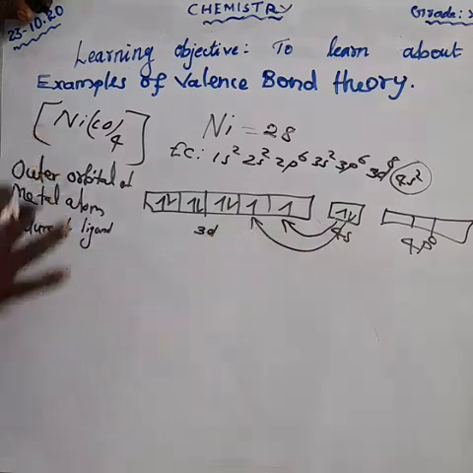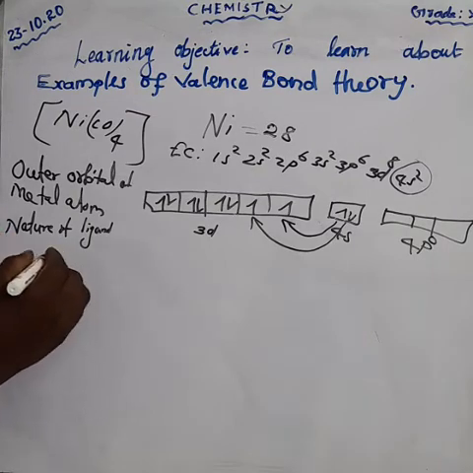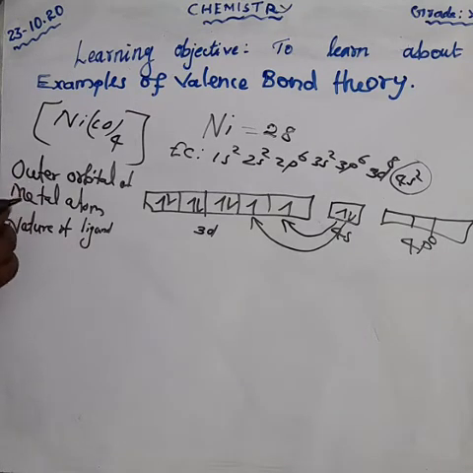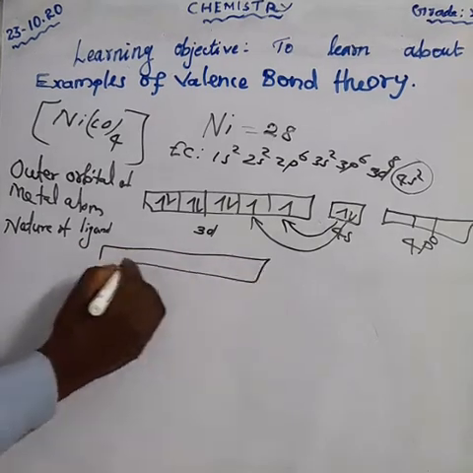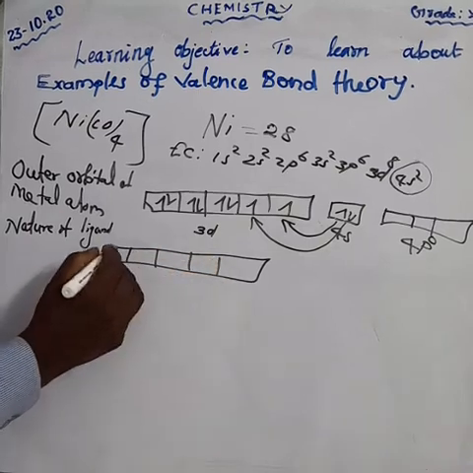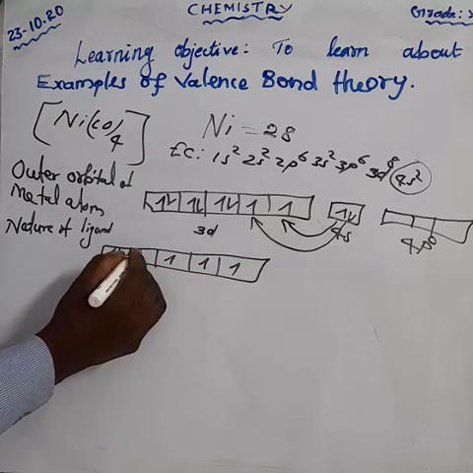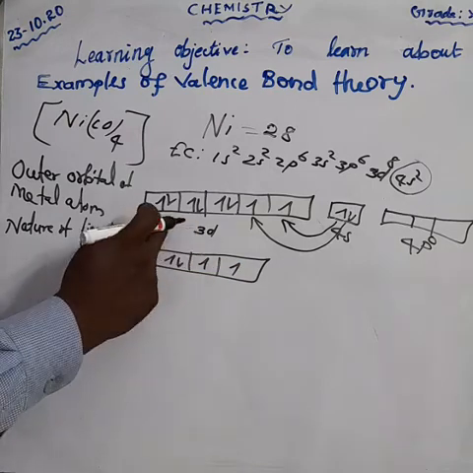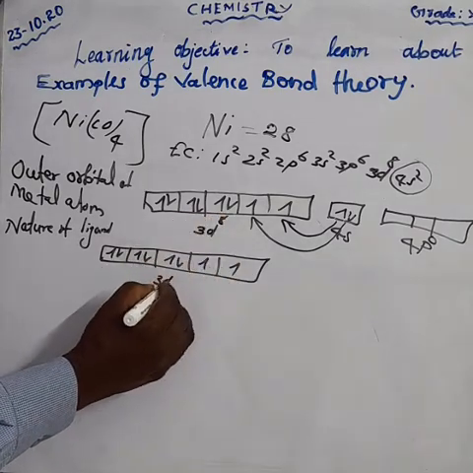So, can you say what the configuration is? What are the outer orbitals present for the ligand? You should write this. Once again, 1, 2, 3, 4, 5, 6, 7, 8. 3d having 8 electrons, am I right? 3d8.